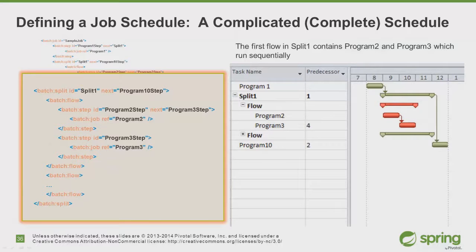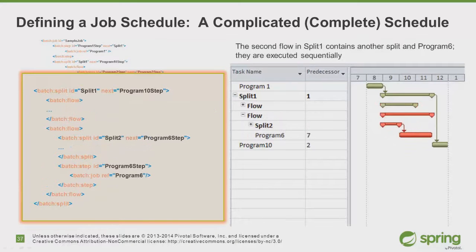It runs program 2 step, which executes program 2. And as its next statement, it says run program 3 step, which executes program 3. So that causes program 3 to execute serially after program 2 completes. And when both of those are done, program 2 and program 3, well, obviously, program 2 has to complete before program 3. So when program 3 completes, that is the end of the flow for the first flow.